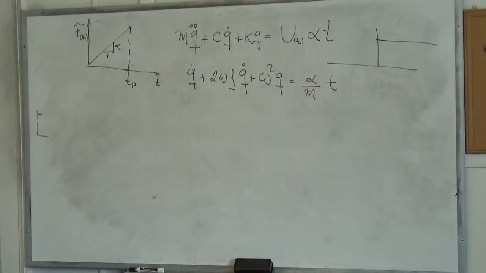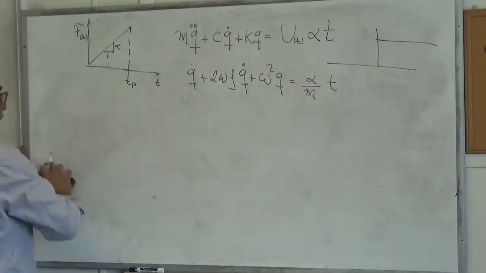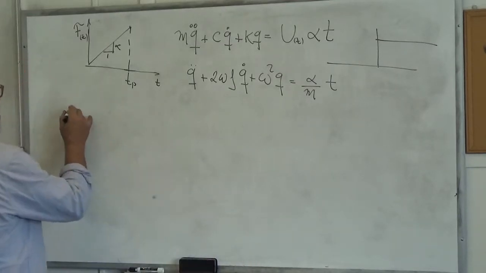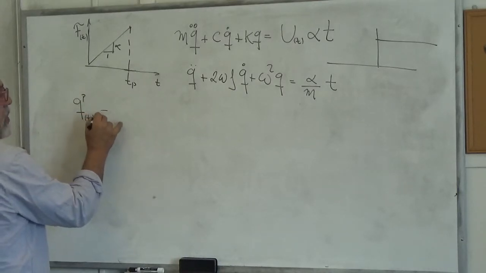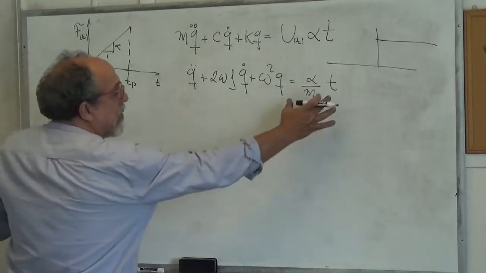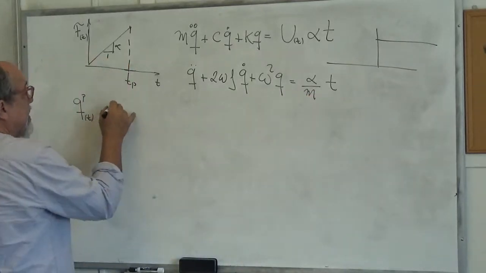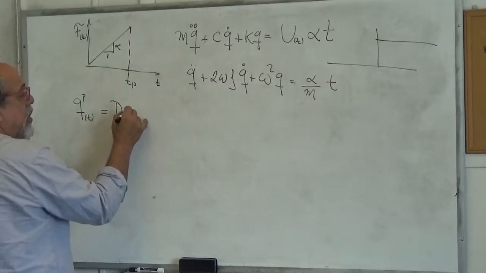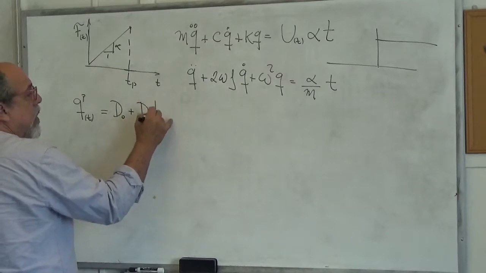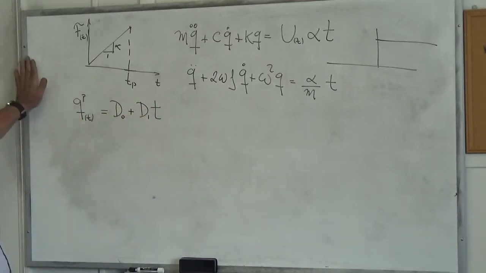So now we have, just like before, Q as having a homogeneous and a particular solution, and we're looking for the particular solution. And for the particular solution, what do we do? We take the right-hand side plus all its possible derivatives. So in this case, the right-hand side could be d0 or it could be d1 t. So it's either a constant or this.